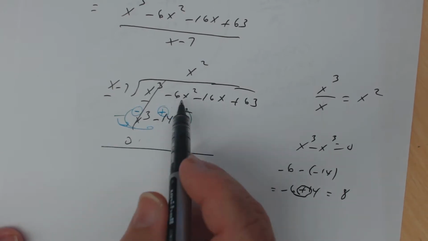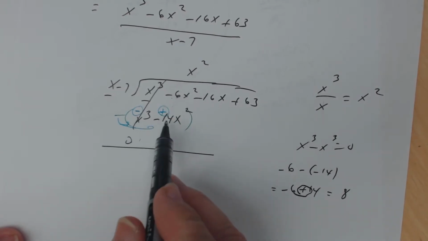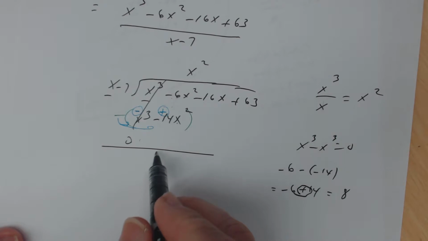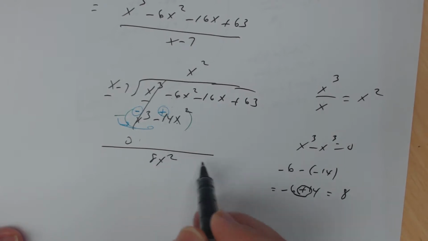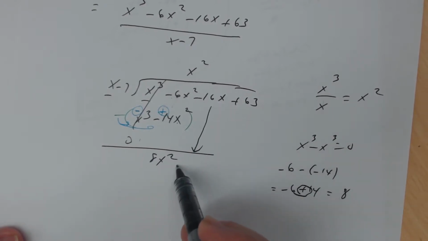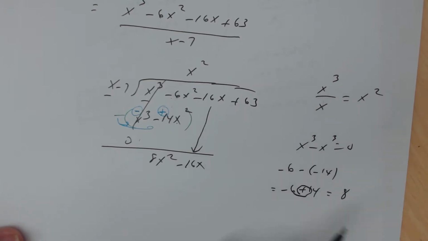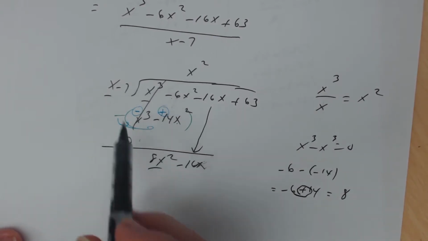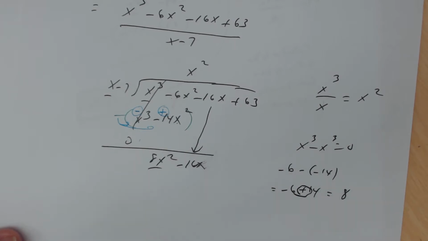So what that means is this: a negative 6x squared subtract a negative 14x squared is an 8x squared. And then you bring down the next term, so minus 16x. Keep bringing down the next term. And then you do the process all over again. So x divided into 8x squared. First into first.